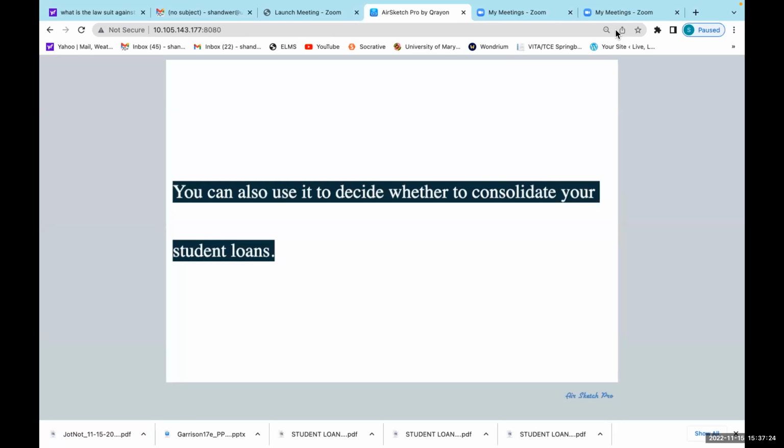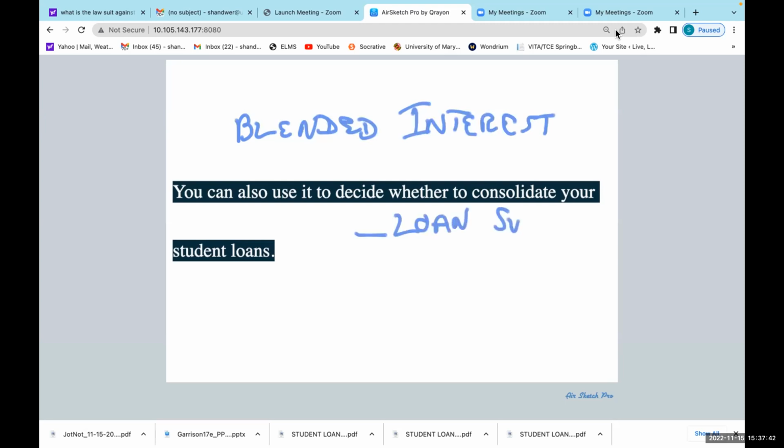Consolidation allows you to take different federal loans and put them together as one. The interest rate doesn't change. It becomes a blended interest rate for the consolidated loan. So you're not going to save interest, but you get to do a couple things. One, you get to maybe change your loan service provider if you want when you consolidate. So that's one possible advantage.